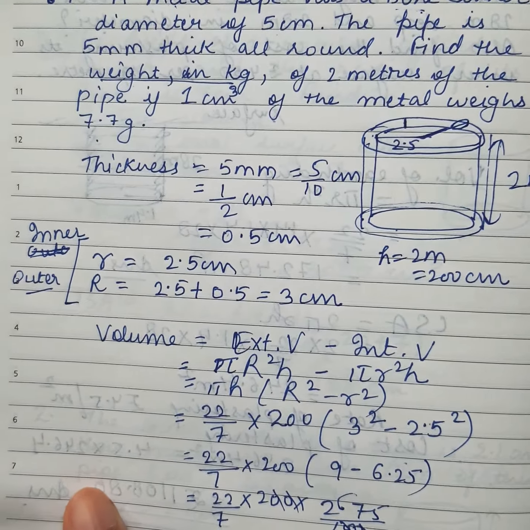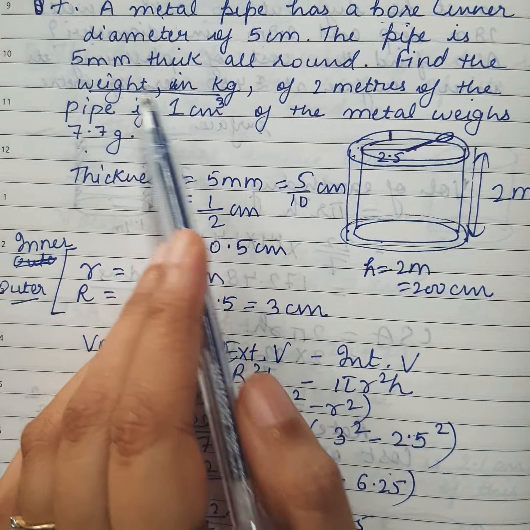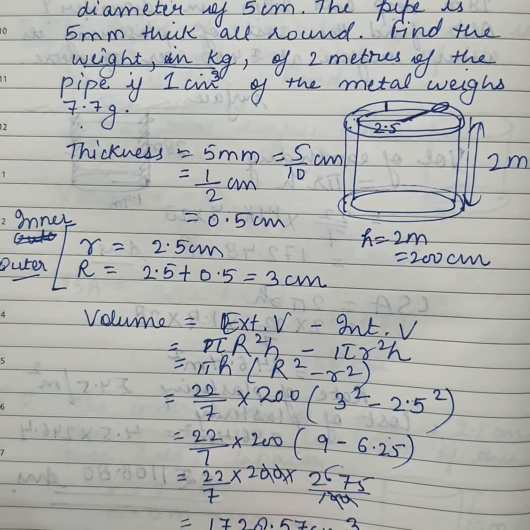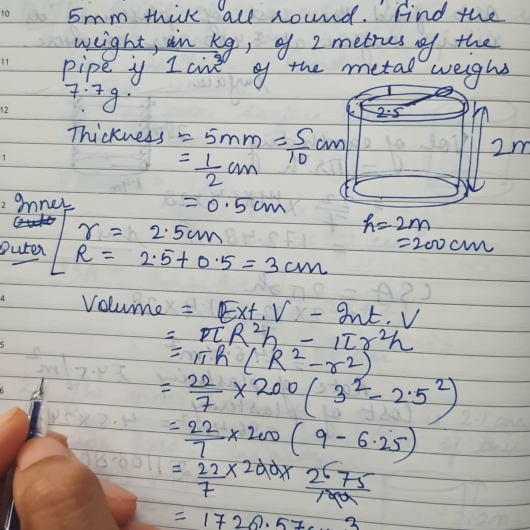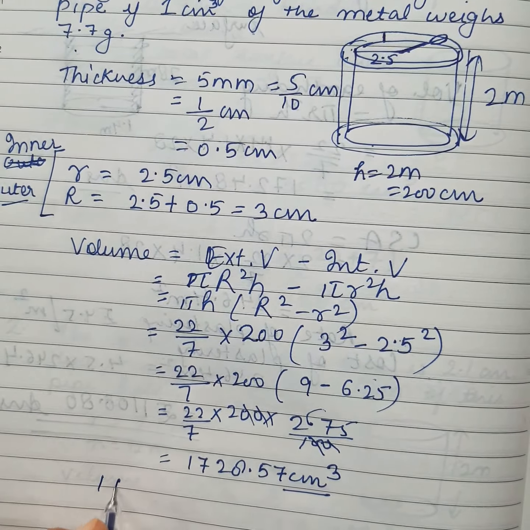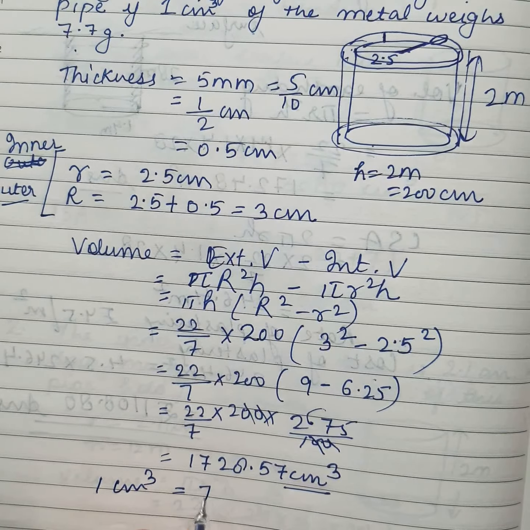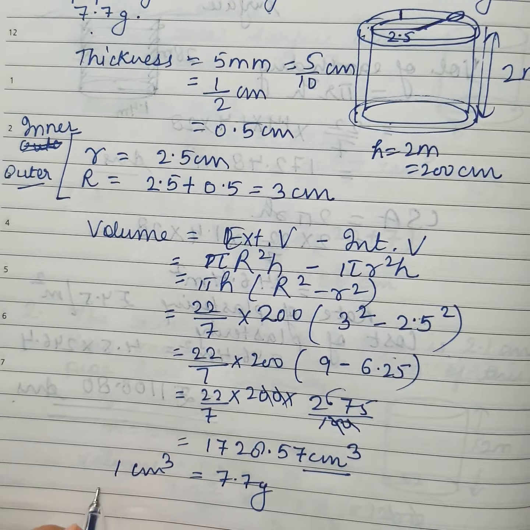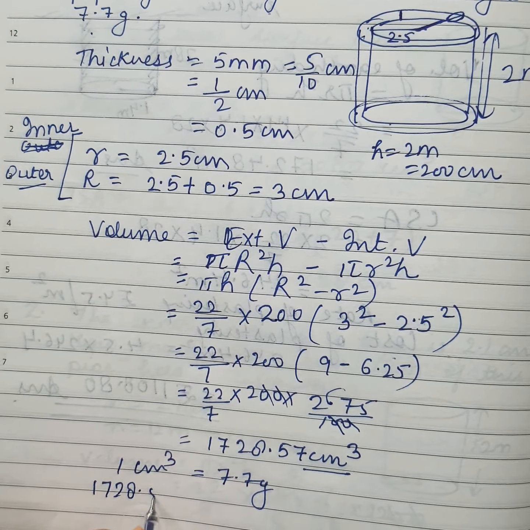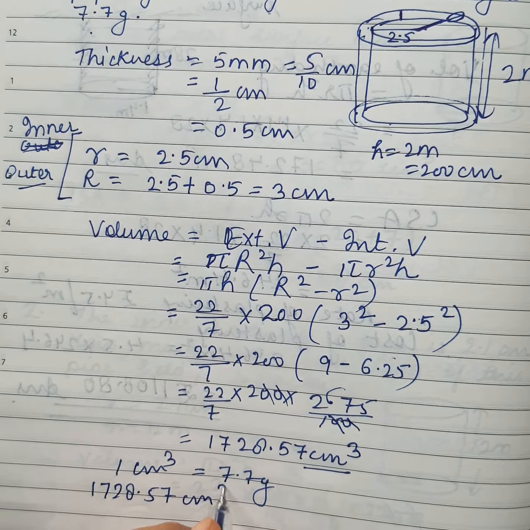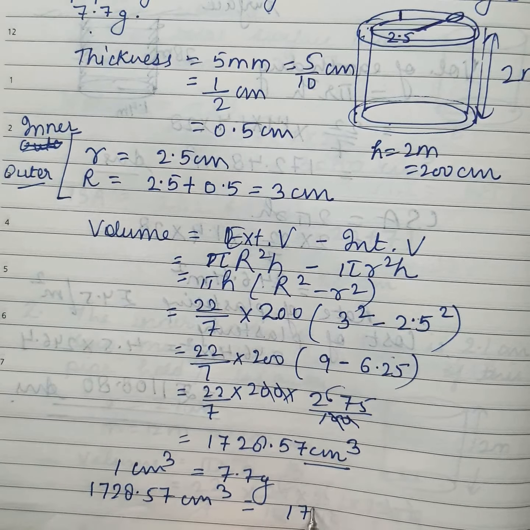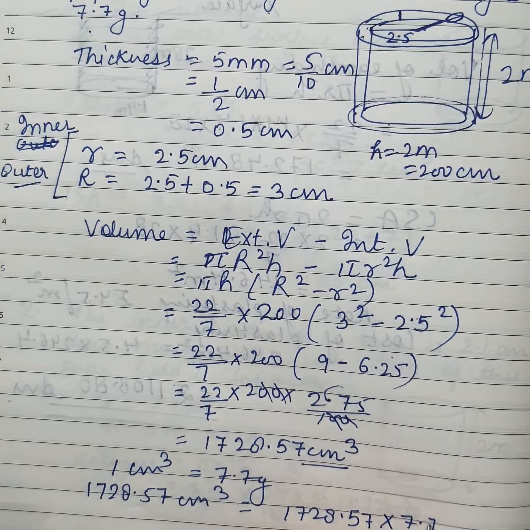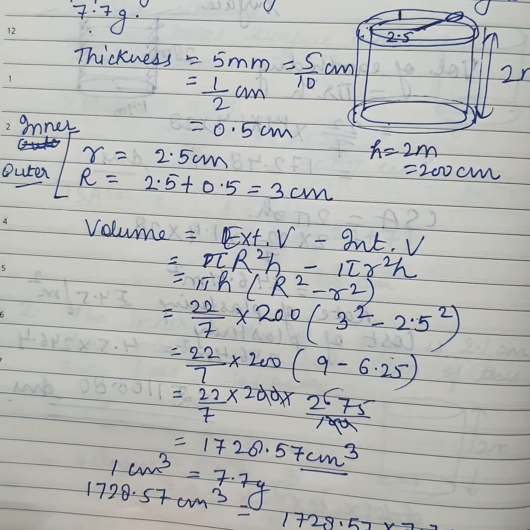Now let us see what was the question again. Find the weight in kilograms. We have found the volume in centimeter cube. Conversion also they have given that 1 centimeter cube is equal to 7.7 grams. So these many centimeters cube, 1728.57 centimeter cube, will be 1728.57 into 7.7. Answer will be in grams.